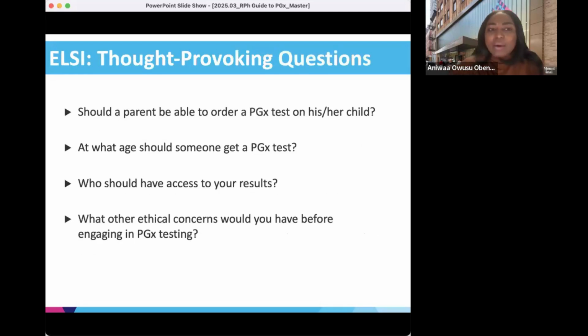So some questions that I wanted to ask, just some thought, you don't have to answer right now. Should a parent be able to order a pharmacogenomics test for their child? At what age should someone get tested? Who should have access to your results once you have the results? And what other ethical concerns would you have before you even engage in pharmacogenomics tests? These are concerns that our patients have. I want us to already think about them and be proactive so that we can answer them when they come up.